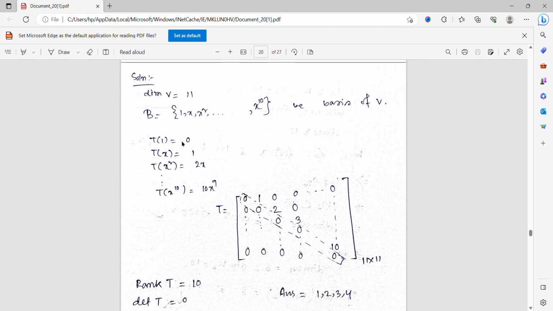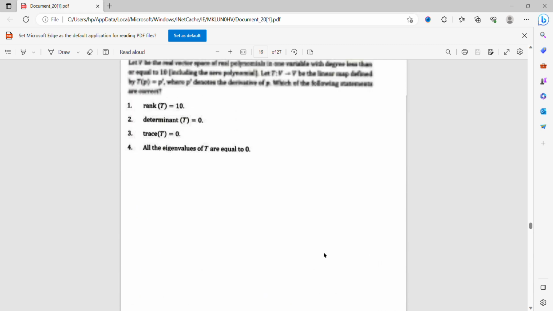So T1 is 0, so the first column I just write down as a linear combination of these vectors, as a column vector. It's very simple. If you find the matrix representation of T, you can observe that all the diagonal entries are 0, and T is an upper triangular matrix. That means the eigenvalues of T are the diagonal entries. So all the eigenvalues of T are 0.